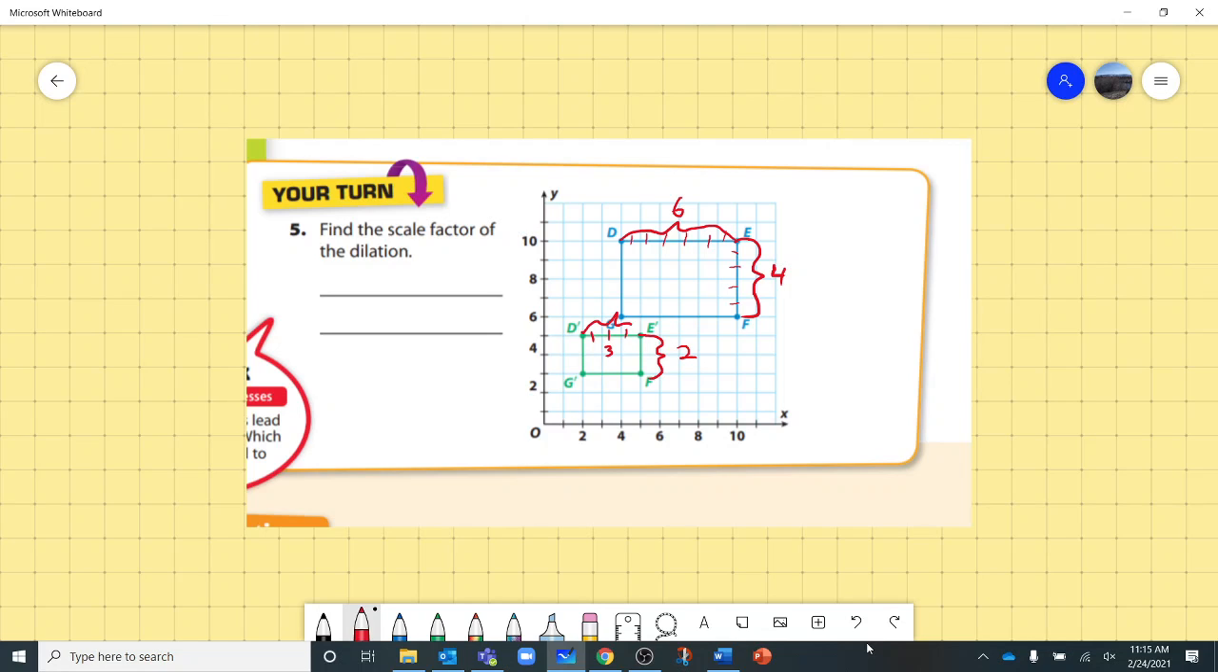And so you can pretty quickly see that DE is twice as big as D prime, E prime. So your scale factor is the new number divided by the old number. So 3 over 6 or 2 over 4. Those are both equal to 1/2.